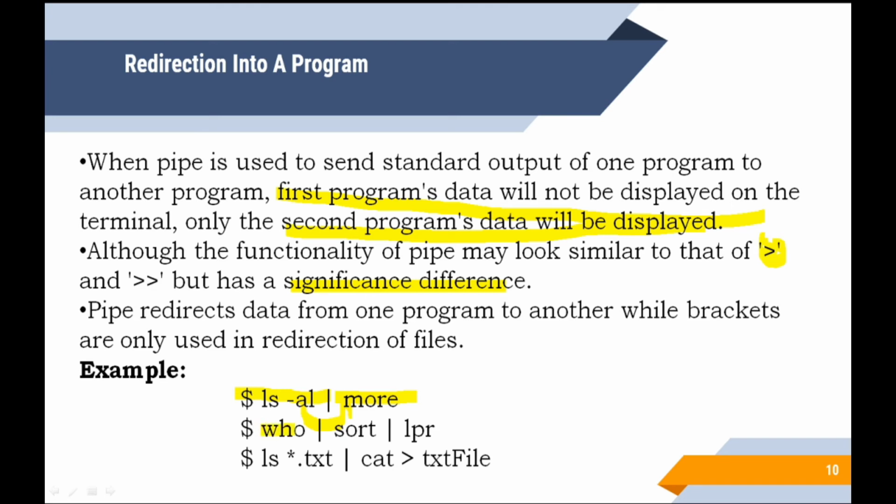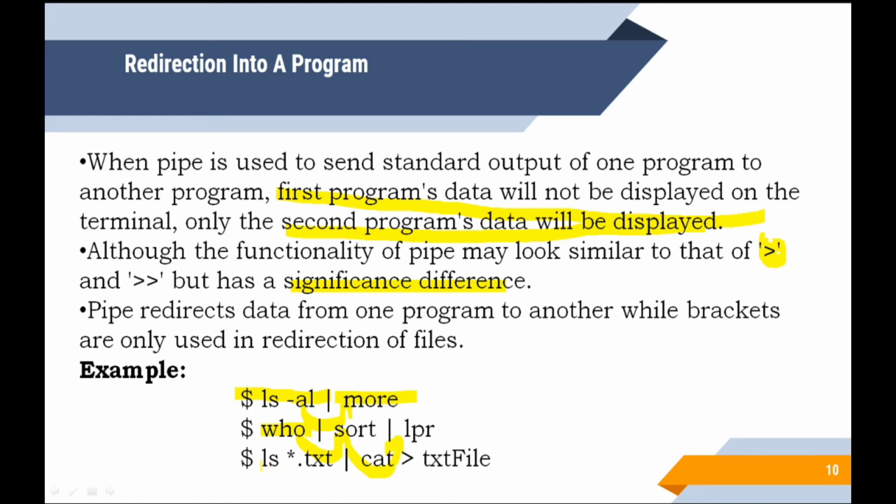Then next, who is there. who is going to list all the users logged into my system. That will be given as an input to the sort command, which is going to sort the logged in users in ascending order. Then it will be displayed one line per user.